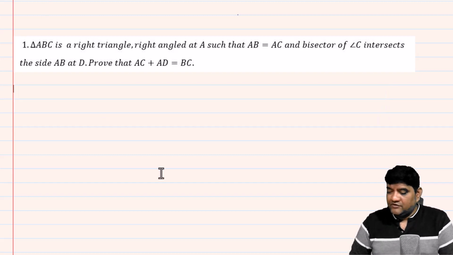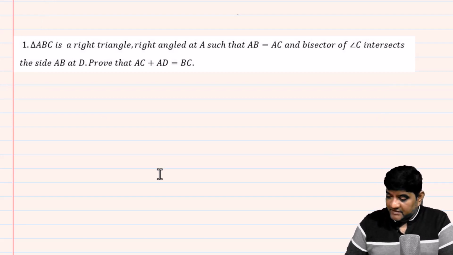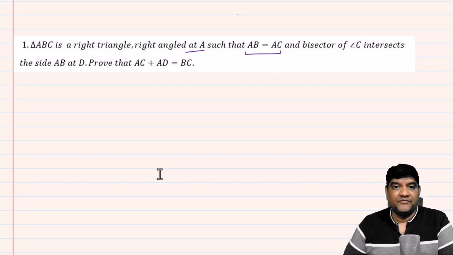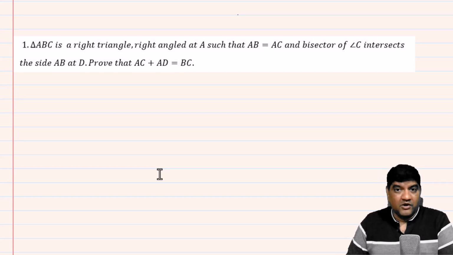So the first question talks about a right triangle, and it says that it's right angled at A, which means the right angle is at A. It also tells me that AB is equal to AC, which would simply mean that this is an isosceles right angled triangle. Along with that, it says that the bisector of angle C intersects the side AB at D. Prove that AC plus AD is equal to BC. I'm quickly going to write given, to prove, and proof along with the diagram.